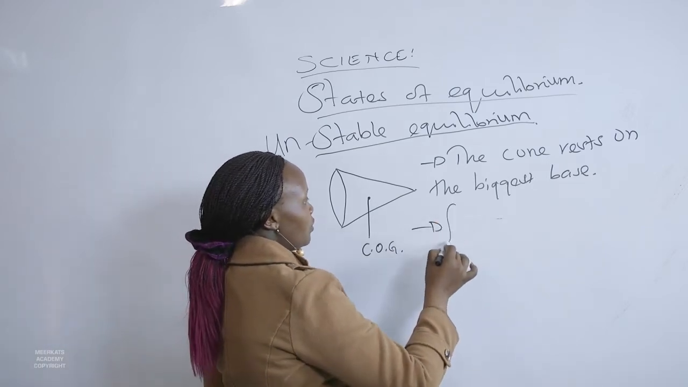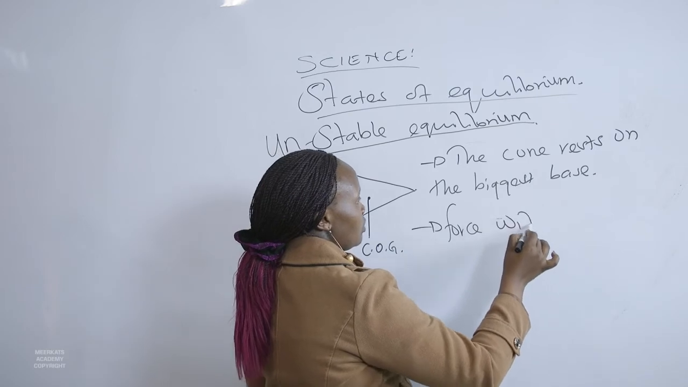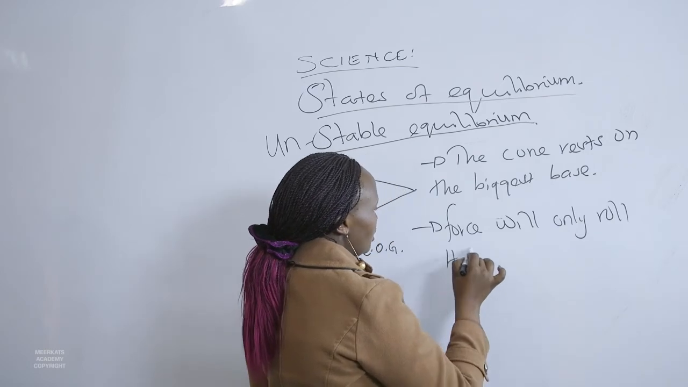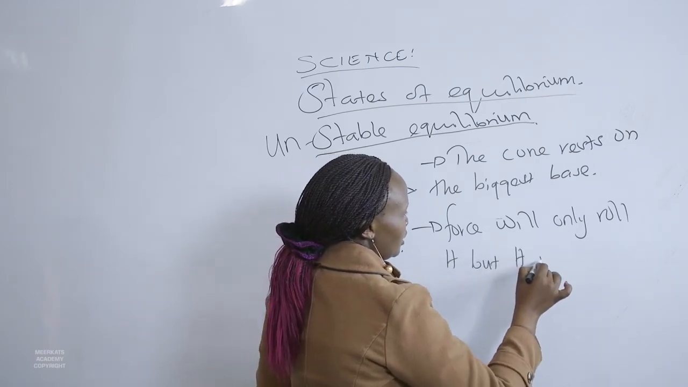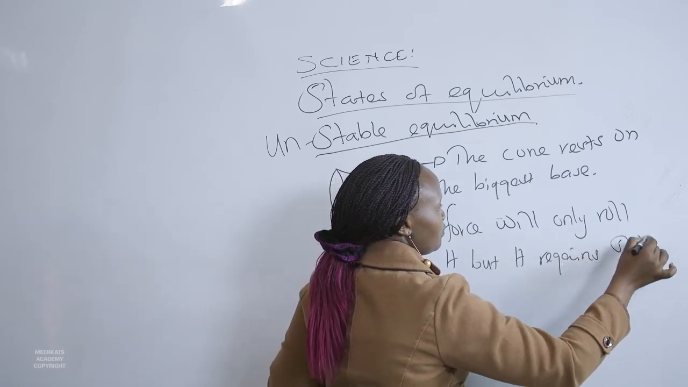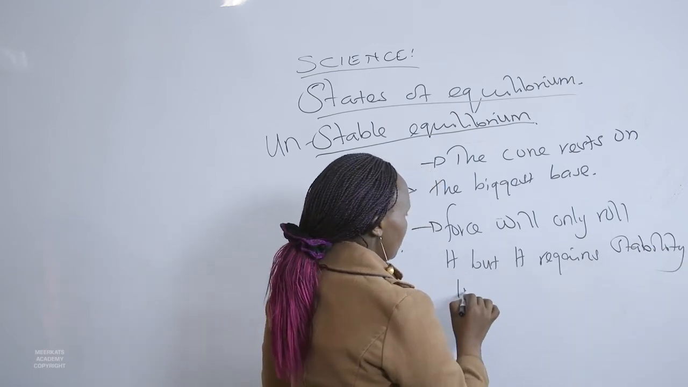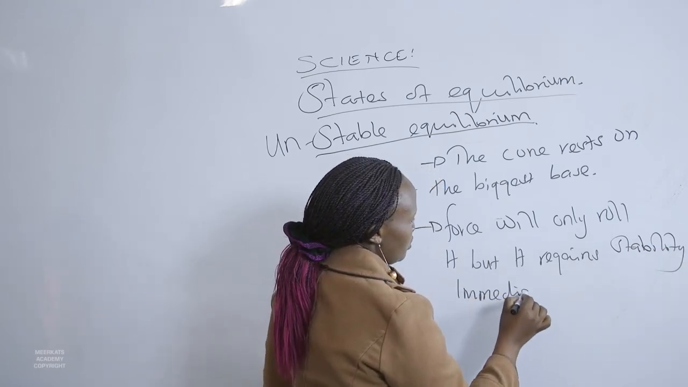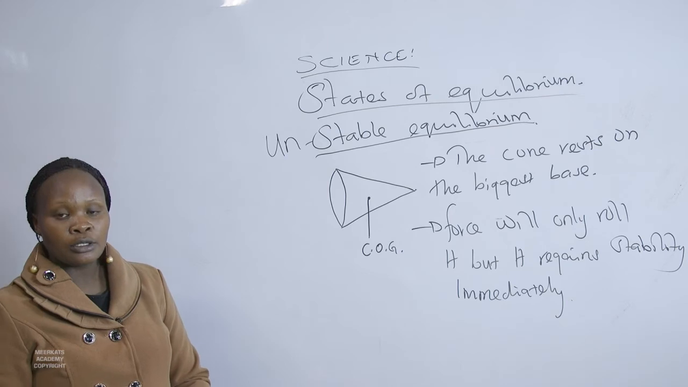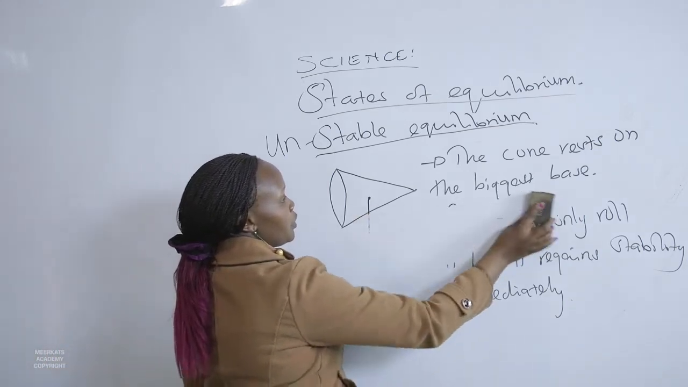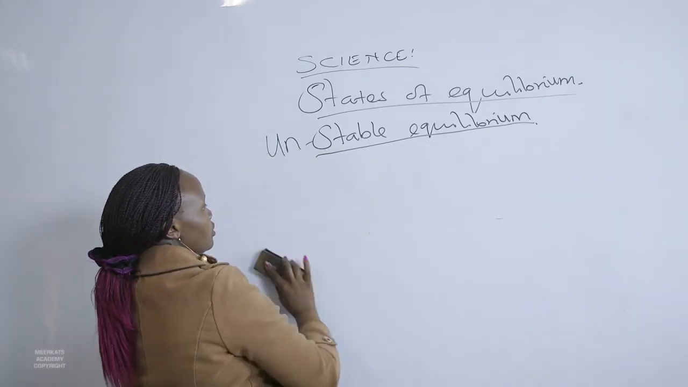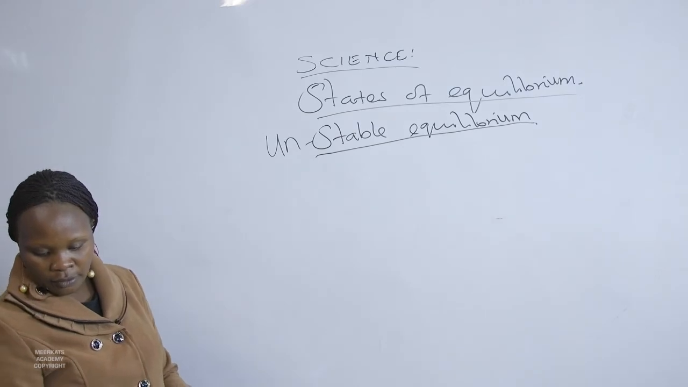Now, force will only roll it, but it regains stability immediately. So basically, those are the three that we have, the three states of equilibrium.